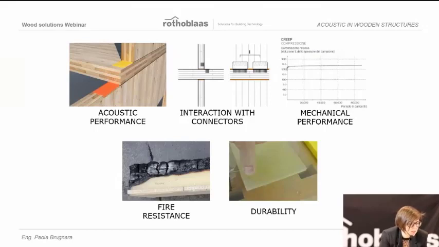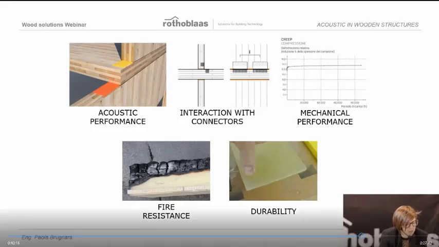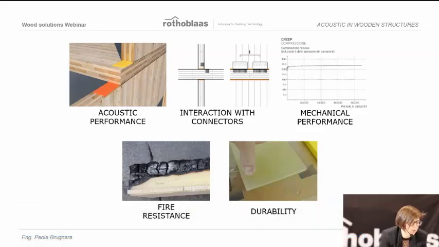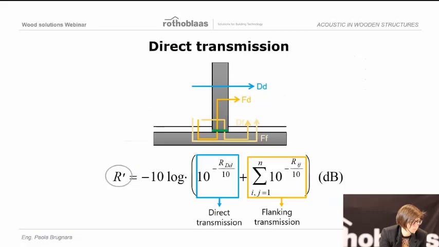We need to remember that the profile will be installed inside the structure. For this reason, it's very important to guarantee a very stable material with good mechanical performance that will not affect the durability of the building, and if possible, that has a good fire reaction. But of course, working on the flanking transmission is not enough to guarantee a good performance of a timber structure. It is very important to guarantee a reduction of the direct transmission.